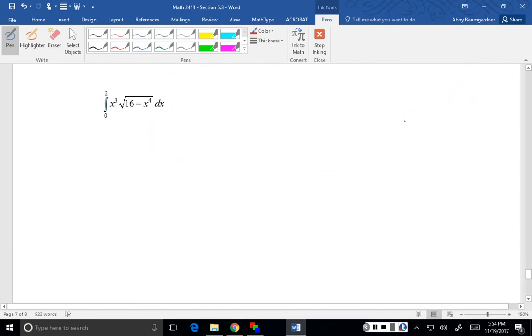All right, in the last example, we're going to let u equal 16 minus x to the 4th. du would be 4x cubed dx. The 4 is extra, that doesn't appear over here, so I'm going to multiply by the reciprocal.